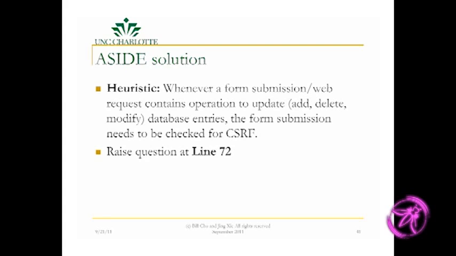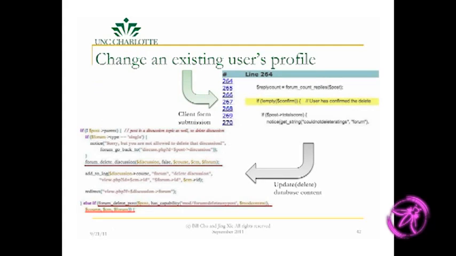The heuristic, the simple rule we would apply to deal with CSRF, is whenever a web form submission contains an operation to update some database, some state of the server, then we would ask for annotation on CSRF protection logic. Just a reminder: hey, looks like this web form is doing something to the state, where is your CSRF protection logic? And the programmer is going to have to do something. In this case, we'll ask this question at line 72, and then we'll pop this question.